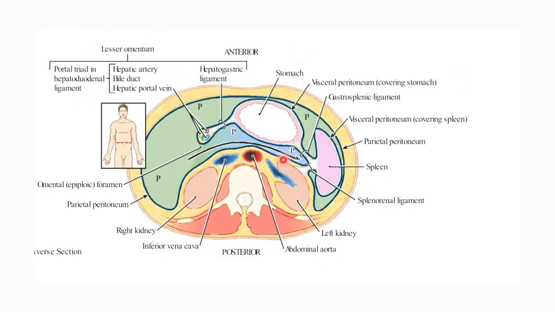In this cross-sectional view, this blue thing is the lesser sac. The part of the lesser sac in between the splenic ligaments, this one the splenorenal or gastrosplenic ligament, this recess is what we call the splenic recess of the lesser sac. So the part of the lesser sac in between these two ligaments in relation to the spleen is called the splenic recess of the lesser sac.